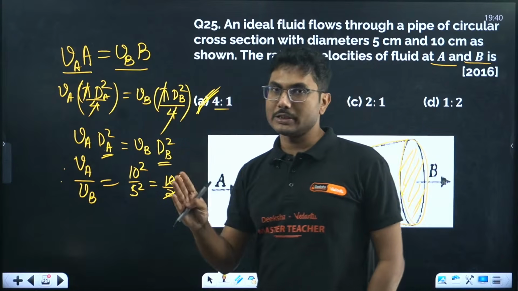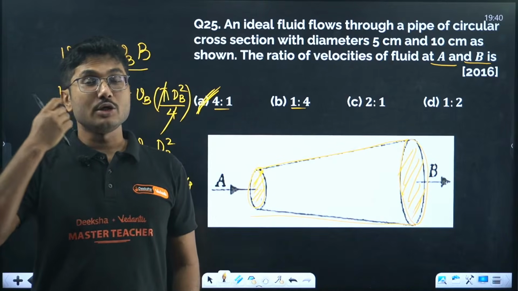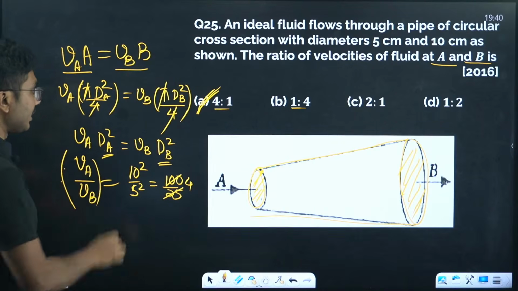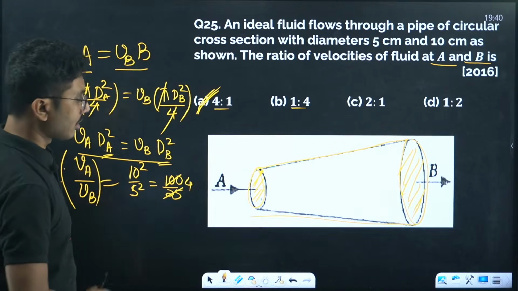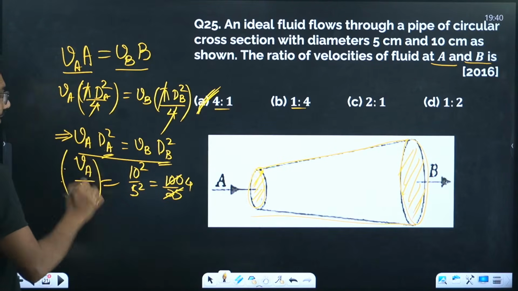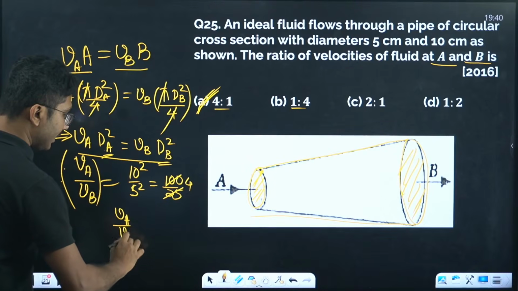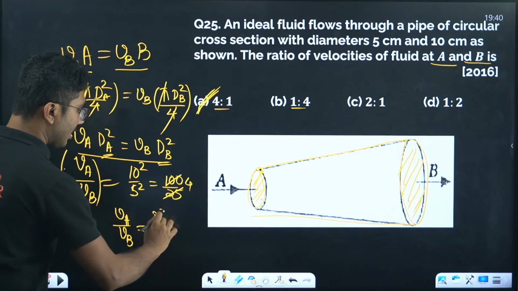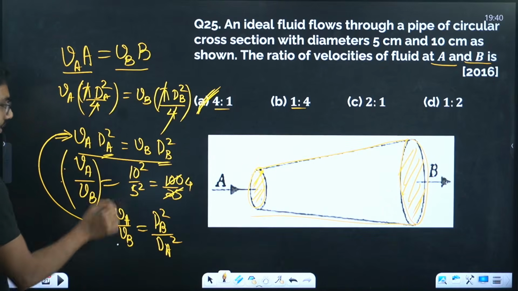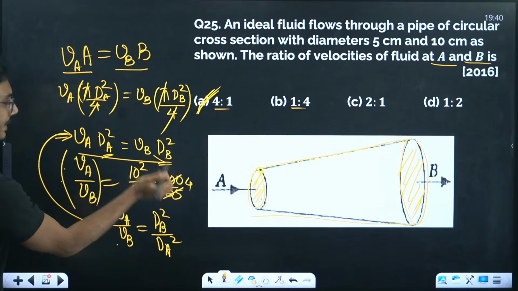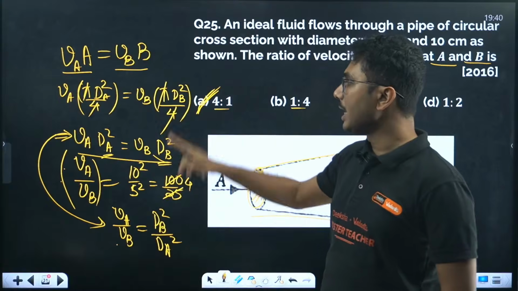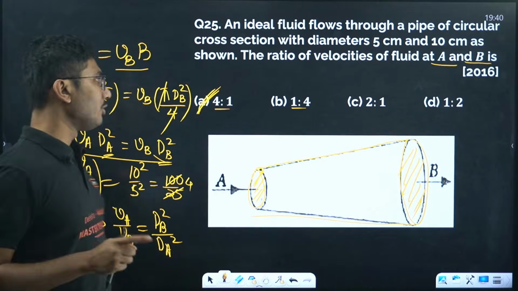So in all ratio based questions, you double check your answer, that the order that is given here, are you doing it in the proper order or not. If you still have doubt, I am explaining once more. After this, VA by VB is given by dB square by dA square. So from here you can see that VA by VB is dB square by dA square, cross multiplication. Make sure you have done the cross multiplication properly and your order is correct. Then only you will be able to answer.